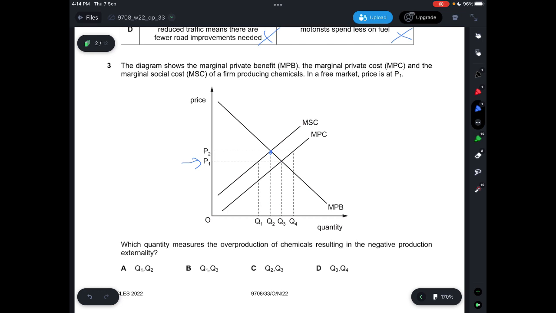But here we're producing at this point. So that means that we are producing more from Q2 to Q3. So that means that the overproduction is basically this entire quantity. I'm not talking about the entire area, but the entire quantity from Q2 to Q3. Therefore, the answer here should be C.